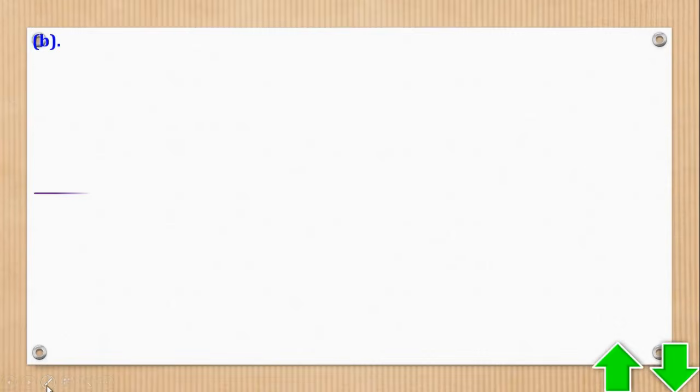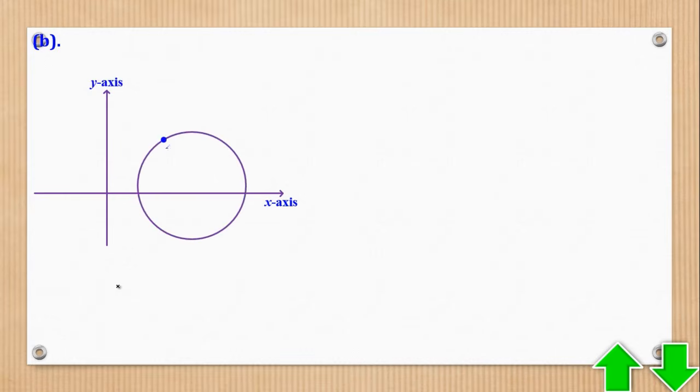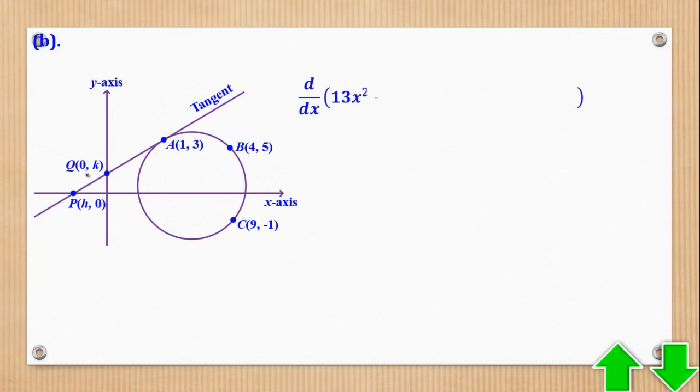So here we shall need a sketch. So let us draw the x-axis, y-axis, label them, then draw the circle, and the points where the circle passes. Then our interest is the tangent through point A, which is that. So it touches the x-axis at this point and y-axis at that point. So basically that's what was given.